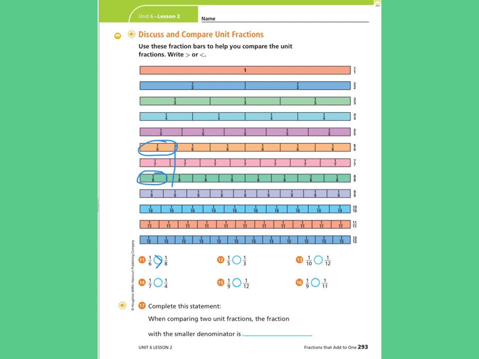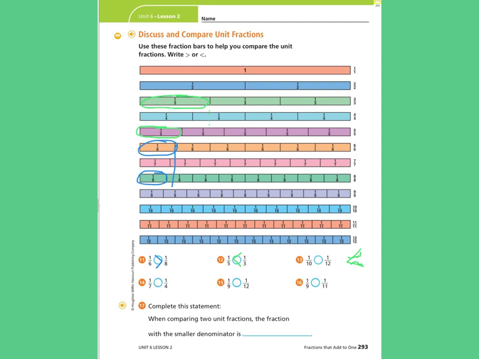Number 12, we have 1/5 and 1/3. So I'm comparing 1/5 to 1/3. Which piece is bigger? We can see 1/3 is bigger. So again, remember, you want to eat the bigger number. So our opening goes towards that bigger number. All right, I want you to do 13, 14, 15, and 16 on your own.